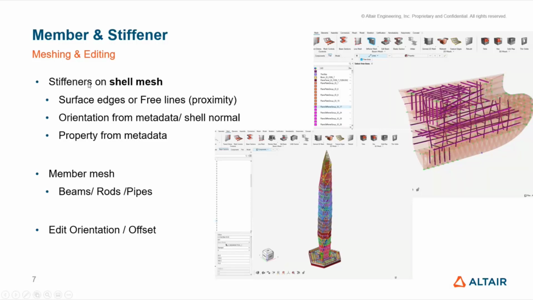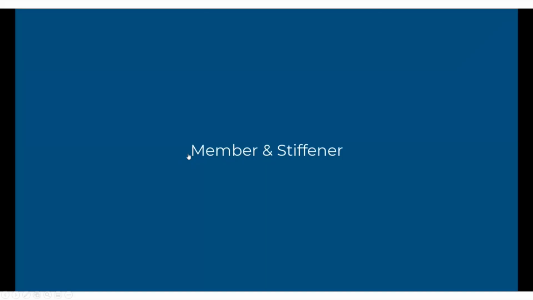some shell mesh. We will stiffen a shell mesh by using any kind of source, being nodes, surface edges, or free lines. In this case, we can mesh by proximity. The orientation can be driven by metadata if the CAD provides it, or in the worst case will be from the shell normal. And even property can come from metadata.